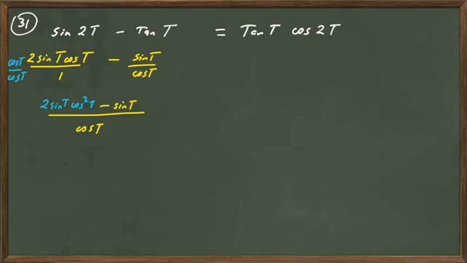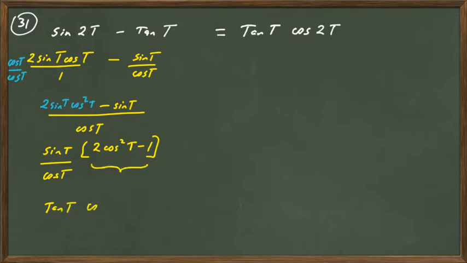Let's see. I need to somehow get this. Factor a sine out is what you're saying? If I factor a sine out, that'll give me what? 2 cosine squared minus 1, right? And this is all over cosine. So that will give me a tangent here. And this right here, is that a cosine of 2t? So I think that allows us to match it.